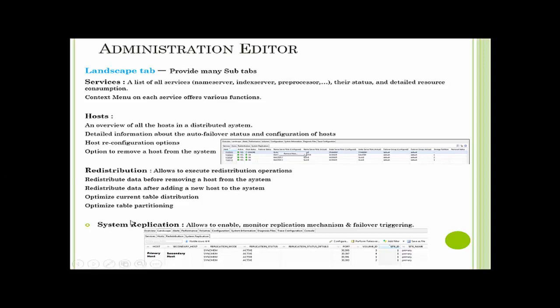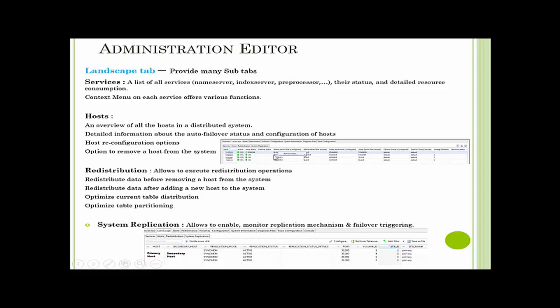And there are other options like optimize current table distribution and optimize table partitioning. We know that we can do table distribution and table partitioning in SAP HANA. So this redistribution tab will give us options to optimize these table distribution and table partitioning.